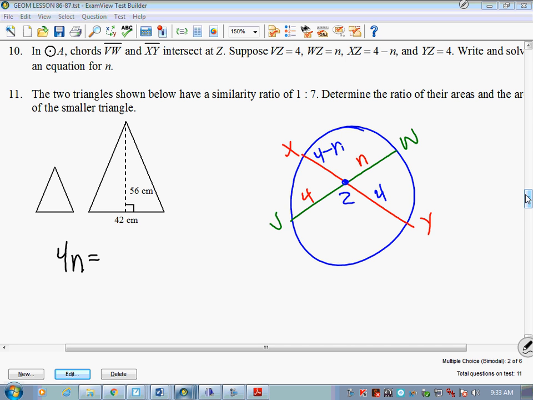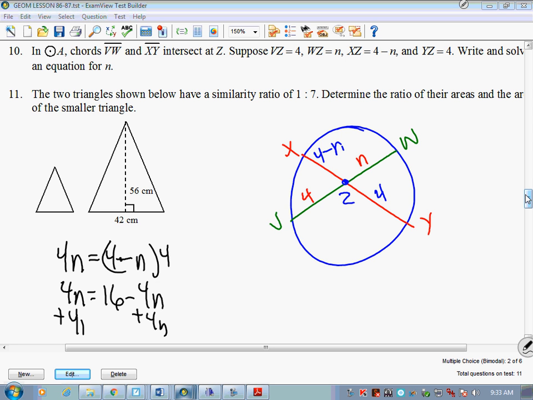4n equals 4 minus n times 4. What would you do after that? Okay, so leave this guy over here. What do you get when you distribute that? 16 minus 4n. Okay, what's your next step? Subtract 4n? No. I've got 16 minus 4n. I got 4n over here. You want to get your 4ns together, right? What'd you say? Add 4n. Add 4n to both sides.